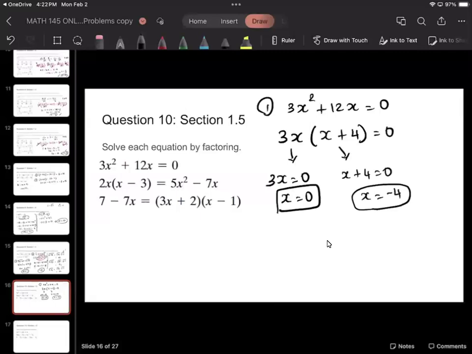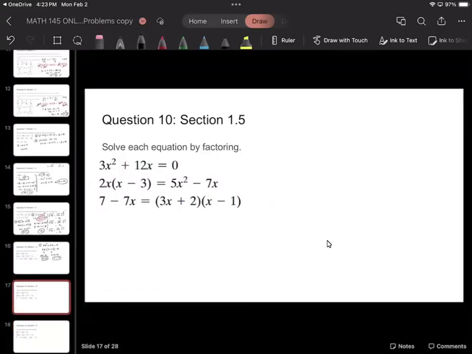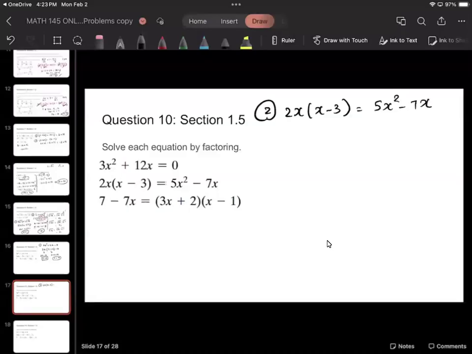Now let's do the next one. In the next one, I have 2x times x minus 3 is 5x squared minus 7x. I'm going to distribute first on the left side. I have 2x squared minus 6x is 5x squared minus 7x. Then I'm going to get everything to one side. It feels to me that moving this to here and this to here will be easier for me, and that's what I'm going to do.